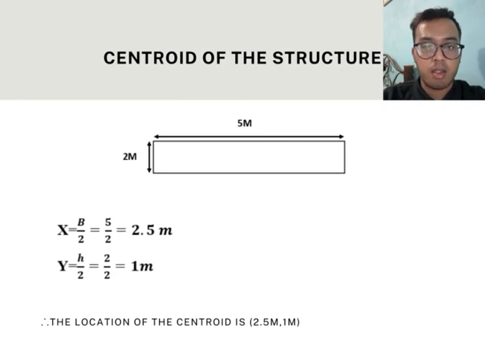Next is the centroid of the structure. To get the centroid of my structure, I use the formula X equals B divided by 2, Y equals H divided by 2. So the location of the centroid for my structure is X-axis 2.5 meter, Y-axis 1 meter.